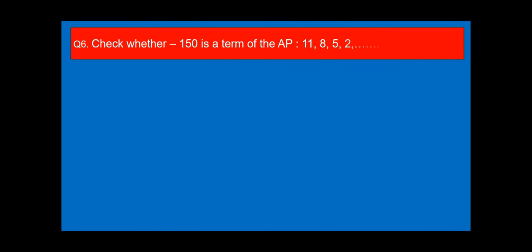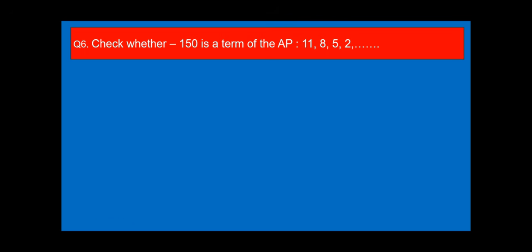My dear students, this is question number 6. Check whether minus 150 is a term of the arithmetic progression 11, 8, 5, 2 and so on. I shall repeat the question. Check whether minus 150 is a term of the arithmetic progression 11, 8, 5, 2 and so on. Did you understand the question? Yes. Look at the arithmetic progression given.